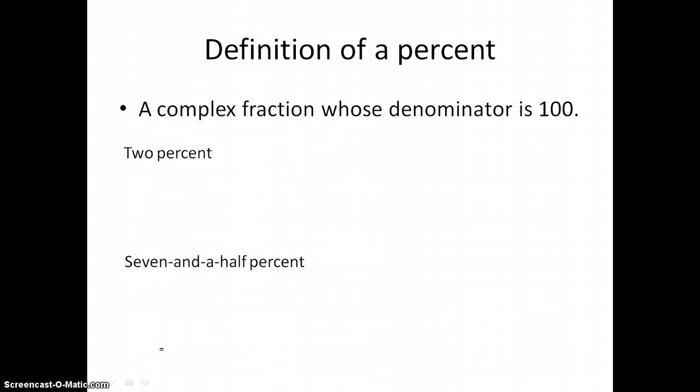All right, so how does that affect percent? Well, a percent is a complex fraction, and the denominator of that complex fraction is 100. So here is 2%. Well, 2% is 2 copies of 1/100. Well, 2 copies of 1/100 is the same as saying 2 times 1 over 100. And that 100 here is again 10 to the second power. So do you see where we're going with this?